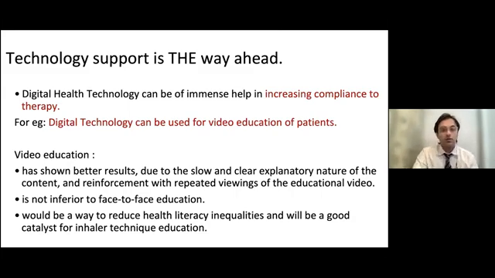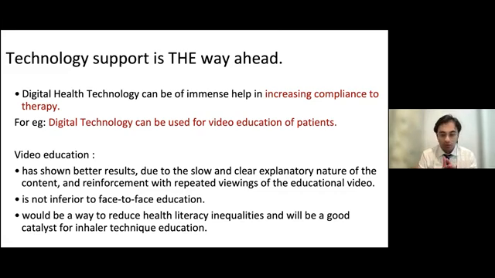No matter what we say, people are going to visit YouTube to check whether your knowledge is correct, whether what you said was correct. When you say do physiotherapy, visit a physiotherapist, they will still go to YouTube and check what is diaphragmatic breathing, what you have written. So digital technology can be of immense help. And here we should use it to increase the compliance for therapy.